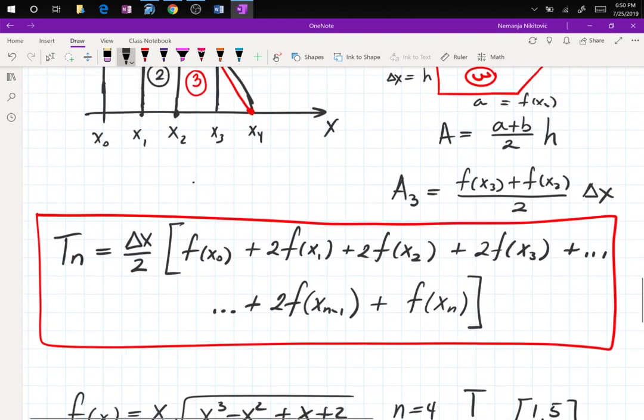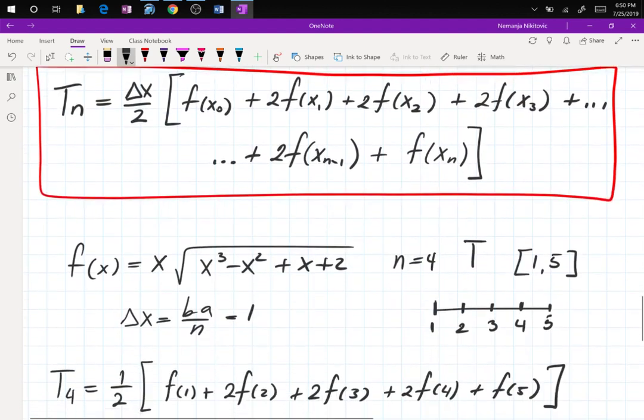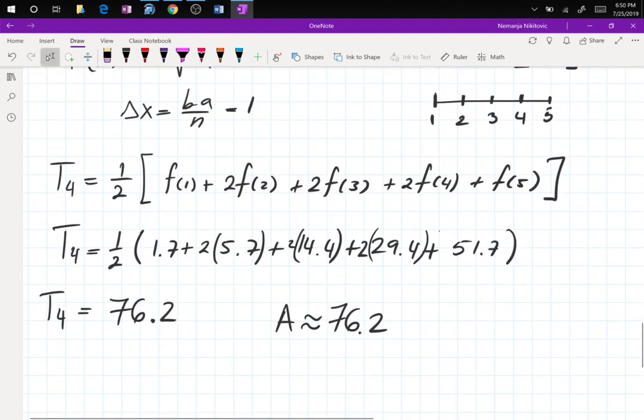What did we have earlier? 73.1. Now 76.2. They're 3.1 units apart. So for trapezoid rule, you have to partition again, get your x0, x1, x2, x3, and x4, and plug them in the formula, making sure that the first and the last have their coefficient of 1, and all of the ones in the middle should have the coefficient of 2, multiplying them.